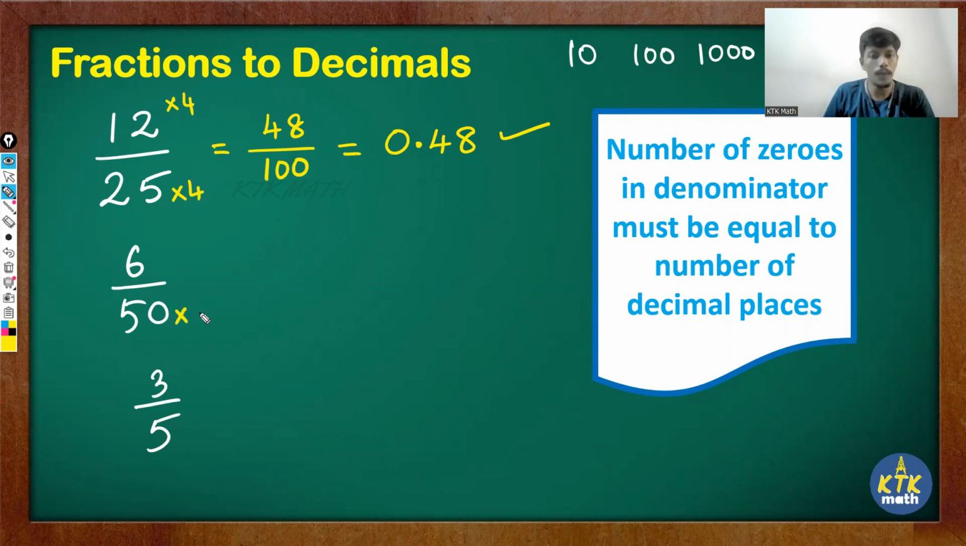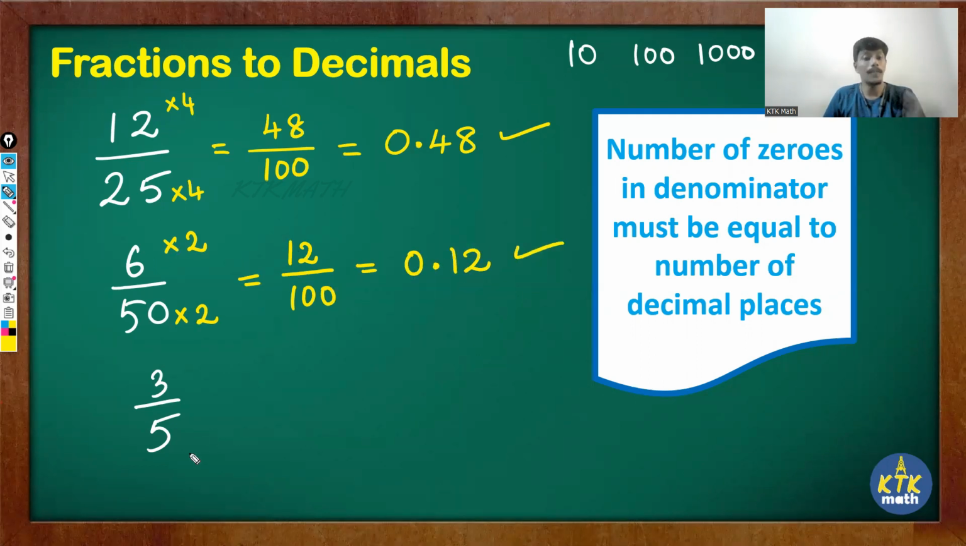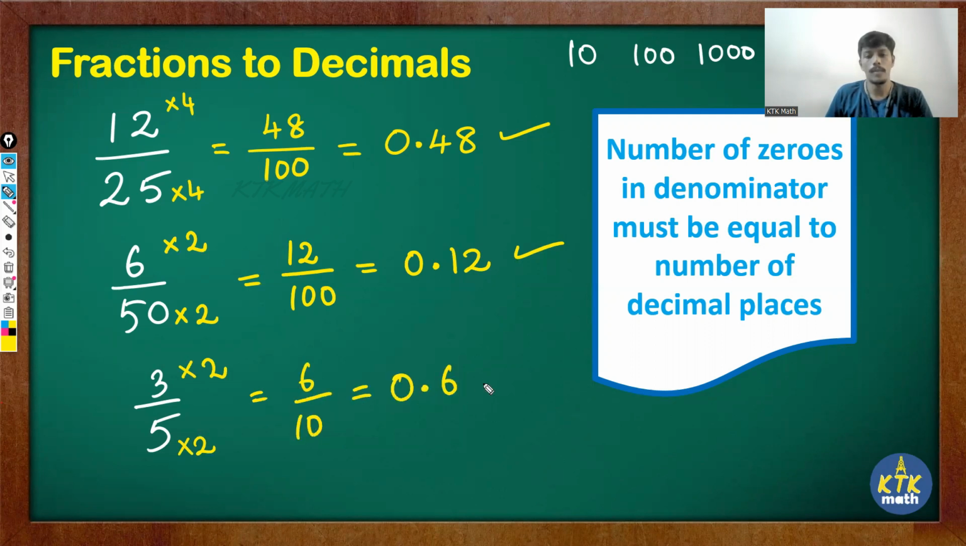Just take 50 times 2, right? 50 times 2 is 100. So 6 times 2 is 12, and 5 times 2 is 10. So 12 over 100 is going to be 0.12. And 3 over 5 is very easy. You can multiply with 2, you can multiply with 2. So it will give you 6 by 10 only. So your answer is 0.6.